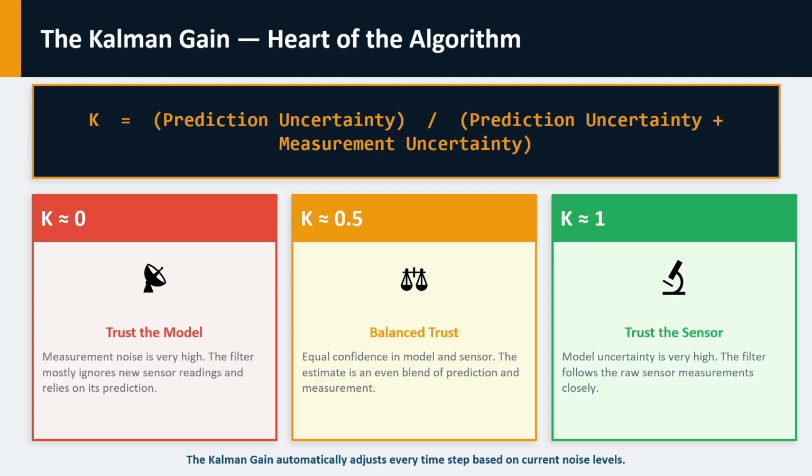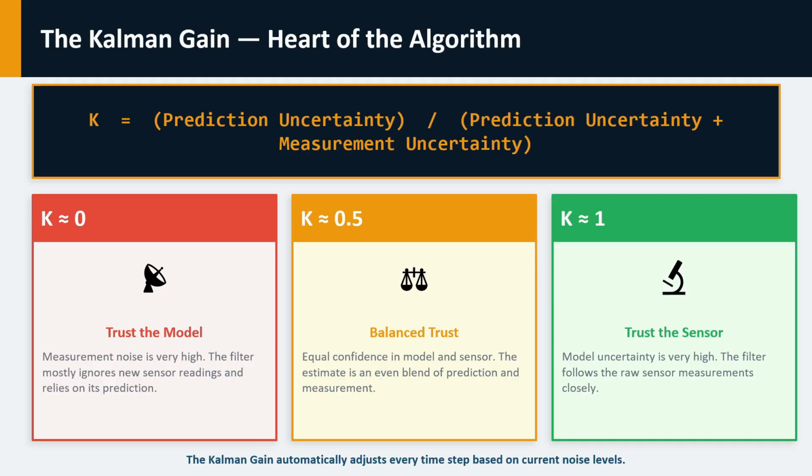Three scenarios. If K is near 0, the measurement noise is very high. The filter says I don't trust the sensor reading very much. It mostly follows its own prediction and barely corrects. If K is 0.5, both model and sensor have a similar uncertainty. The filter gives them equal weight and produces a nice average. If K is near 1, the model is very uncertain but the sensor is reliable. The filter almost completely follows the raw measurement.